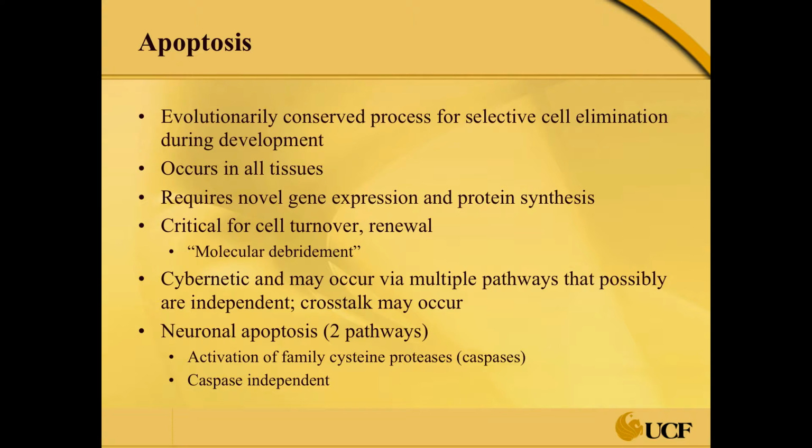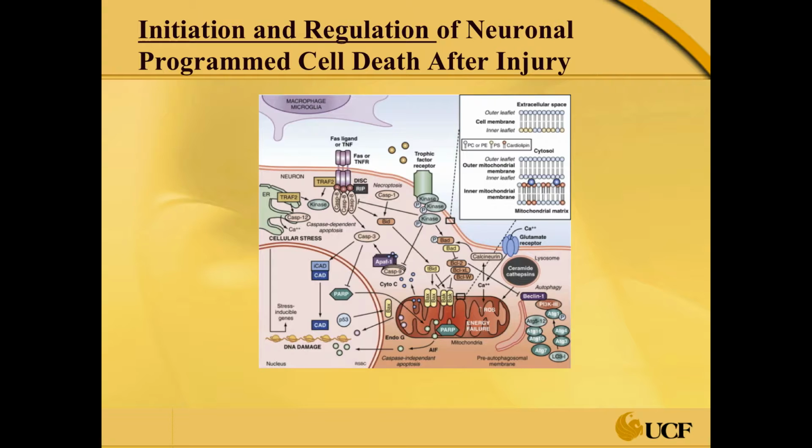It's cybernetic and may occur via multiple pathways that possibly are independent, and crosstalk can occur. And neuronal apoptosis has two pathways. The first is activation of the family of cysteine proteases or caspases, and then there's the caspase-independent pathway. So that's how cell death occurs in neuronal tissue via those two pathways. So this is initiation or regulation of neuronal programmed cell death after injury.